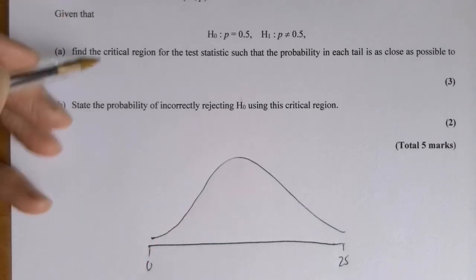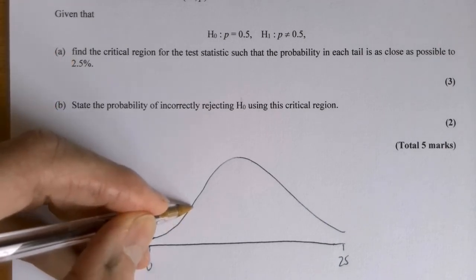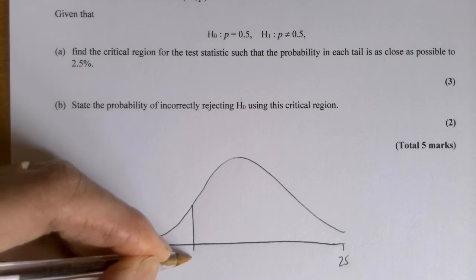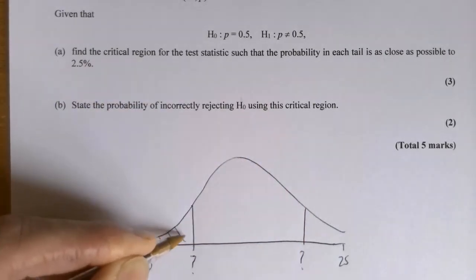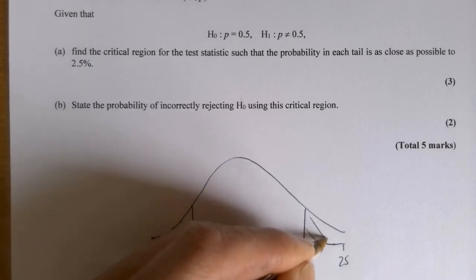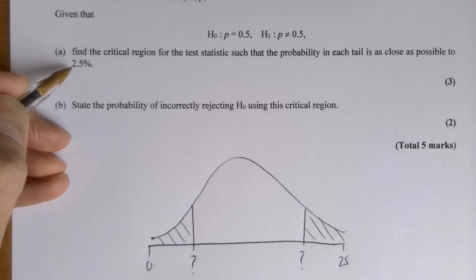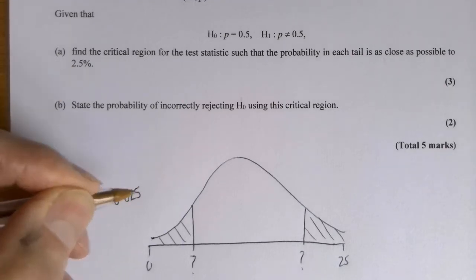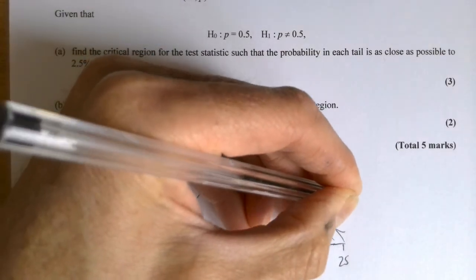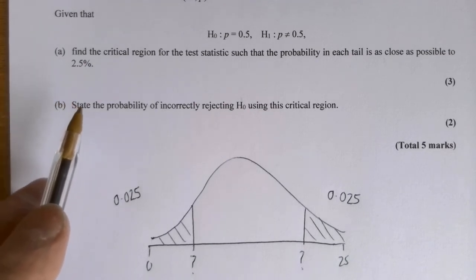So we haven't got a value, we've just got to find the critical region. So I'm going to start at this end and at this end, trying to make this probability here and this probability here as close as possible to the decimal equivalent of 2.5%, which is 0.025. And remember that they don't actually state the significance level here, but that's a 5% test, isn't it?